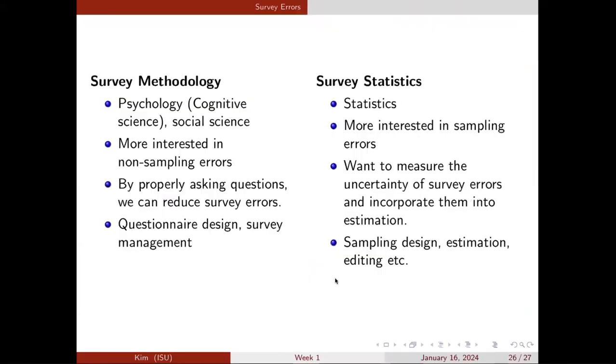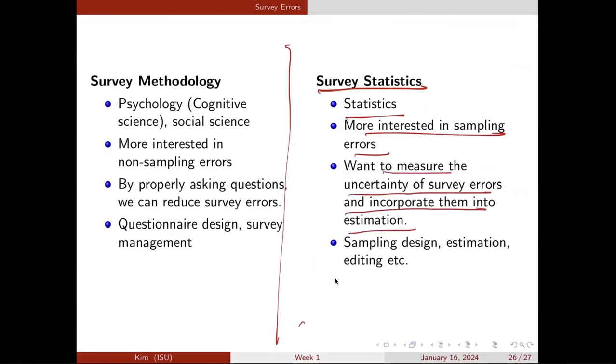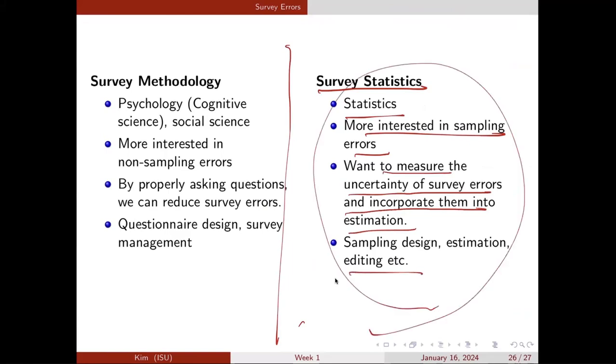Actually, let me show you this. This is survey statistics, right? This is an area in statistics, and we are more interested in sampling errors. We want to measure the uncertainty of survey errors and incorporate them into estimation. This is the topic that we care about. Survey methodology is more like cognitive science. So that's a little bit different from our background, right?